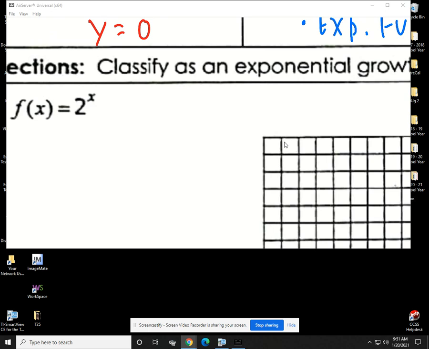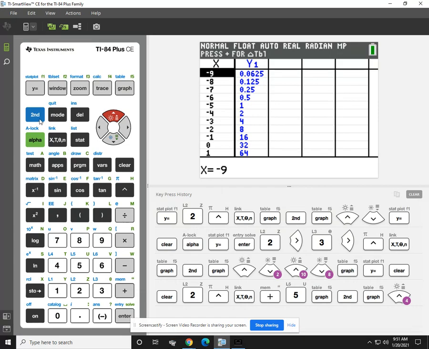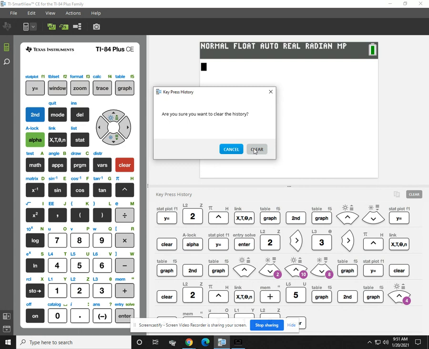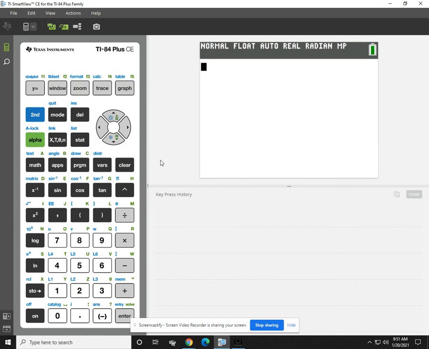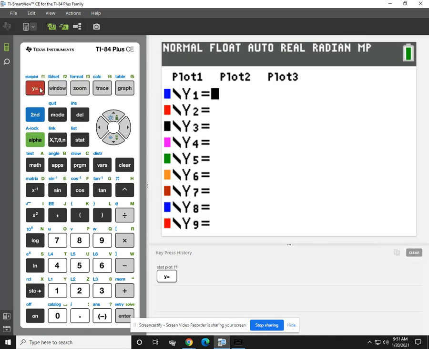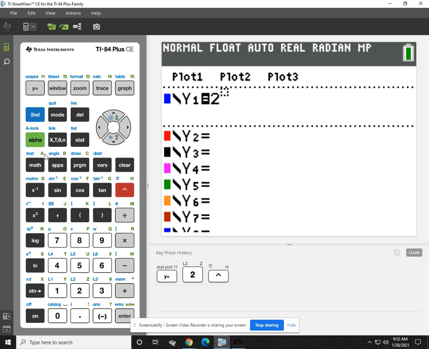Alright, so I would recommend you reset your calculator. It's always a good thing when people have messed with them. Where do we go when we want to graph? We go to y equals, okay? Y equals, and we're going to type our 2 in, and we're going to raise it to the x.